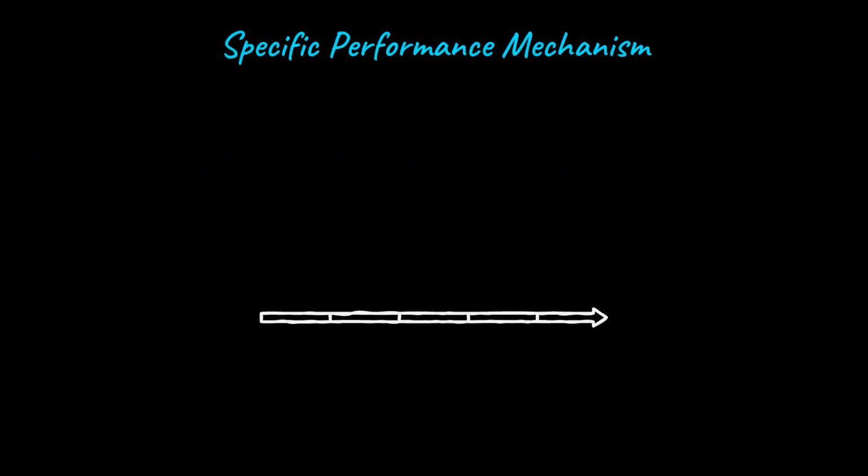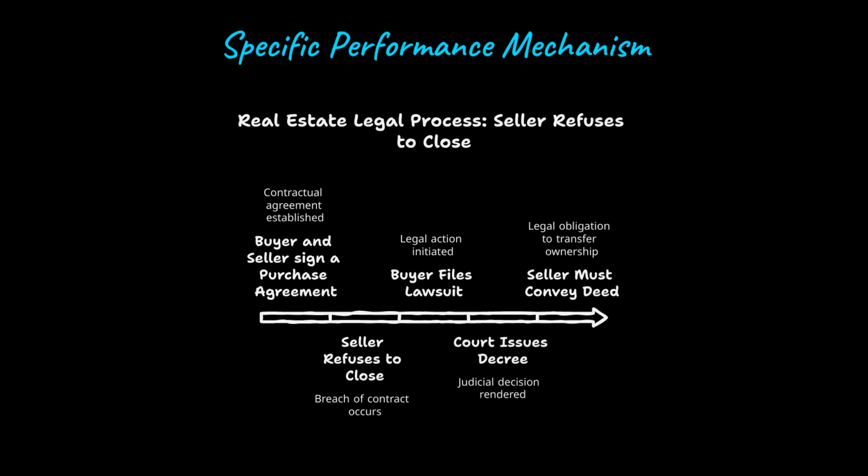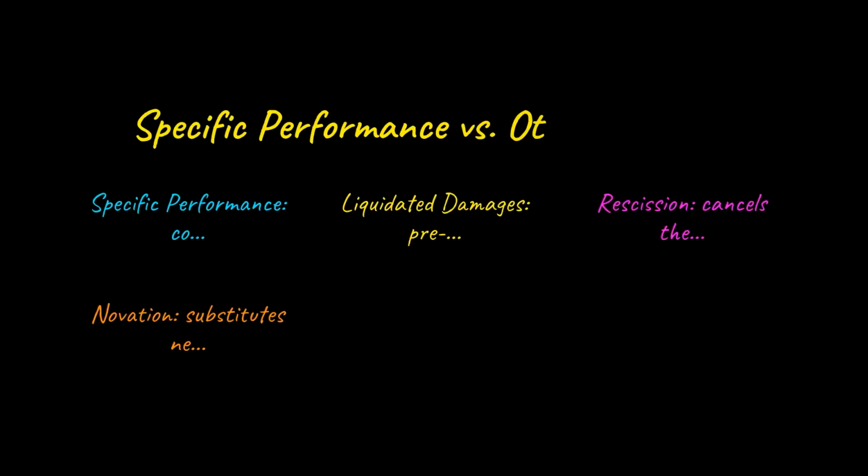Courts recognize this, and so they have the power to order the seller to complete the transaction on the agreed terms. The buyer sues, demonstrates a valid contract and the seller's refusal to perform, and asks the court to compel the sale. If granted, the court decree directs the seller to deliver the deed and complete the transaction, delivering the actual property, not a check standing in for it.